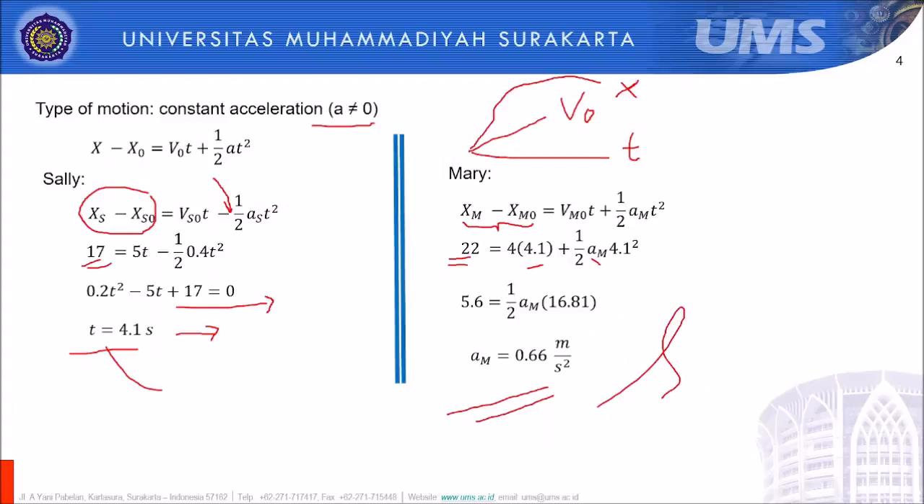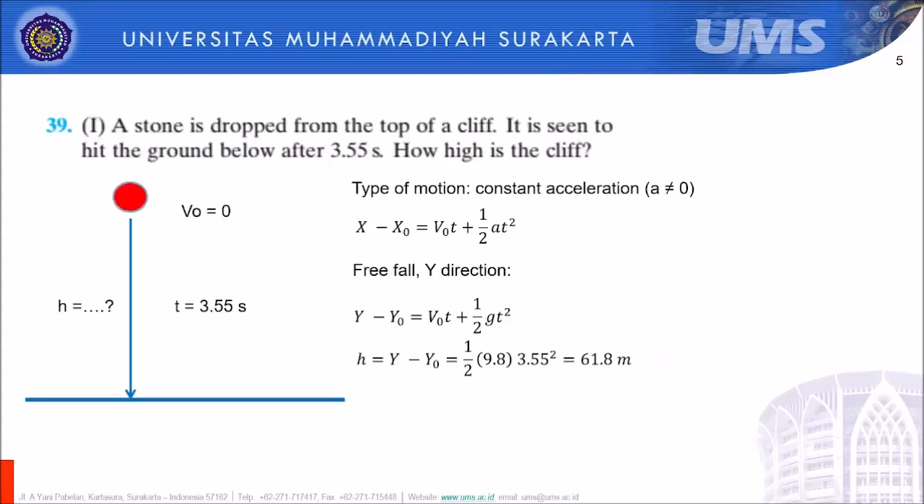Okay, the next one is about free fall. A stone is dropped from the top of a cliff and is seen hitting the ground below after 3.55 seconds. Just follow the same way. You make a description first. You draw the stone, and this is the ground. The given data is time, 3.55 seconds. The question is the height, H.